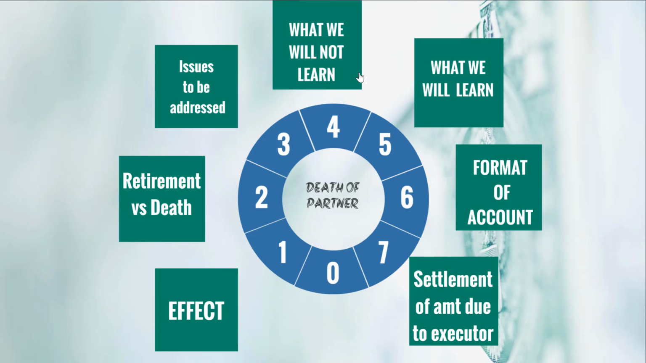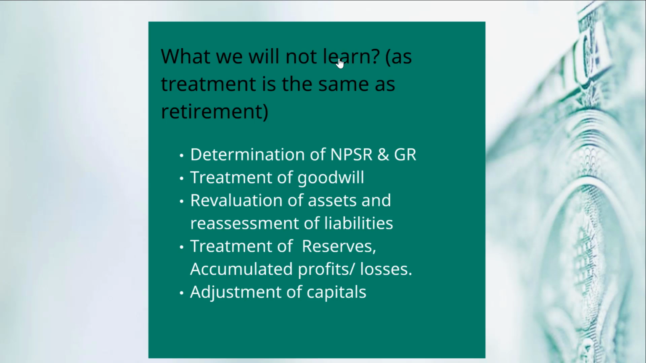What we will not learn in this course. What we will not learn because the treatment is the same as that of retirement: determination of new profit sharing ratio and gaining ratio, the treatment of goodwill, revaluation of assets and reassessment of liabilities, treatment of reserves, accumulated profits and losses, and adjustment of capitals.